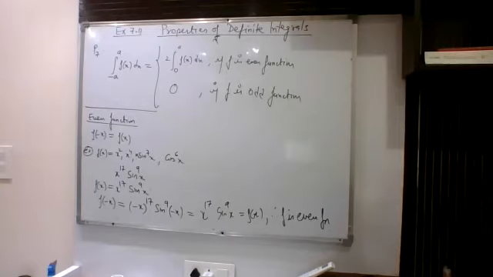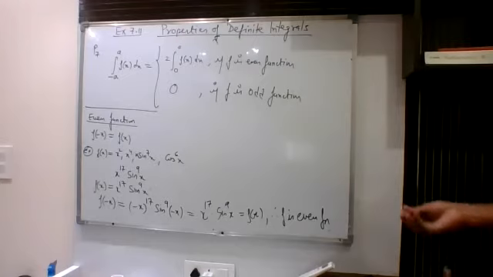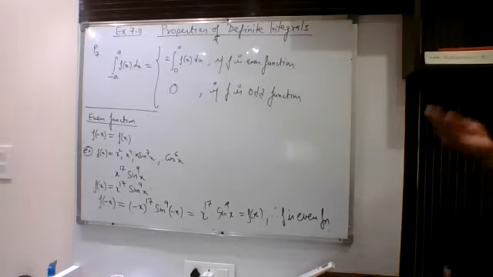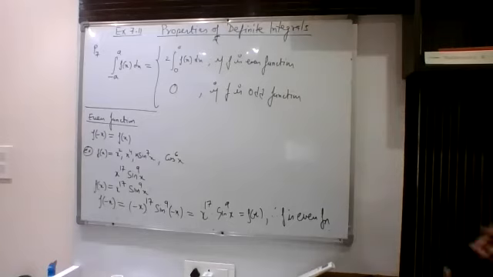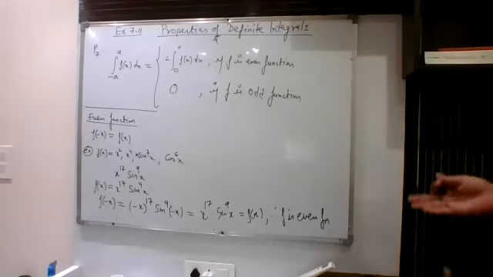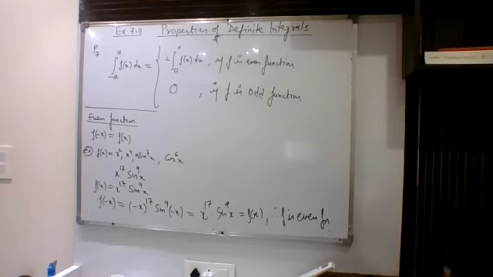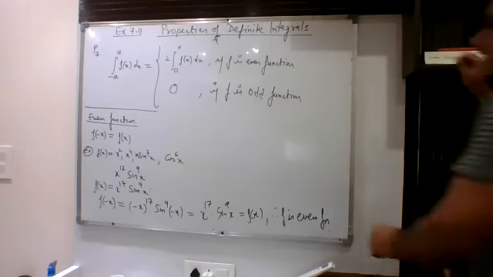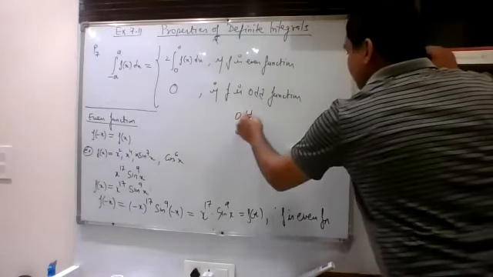So f applied to minus x, if that is coming out to be f(x), then the function is said to be an even function. So for an even function, obviously x to the power even, that is x square, x to the power 4, cos x, x to the power 6, x sine 7x, this is also an even function. Now let us proceed with the odd function.